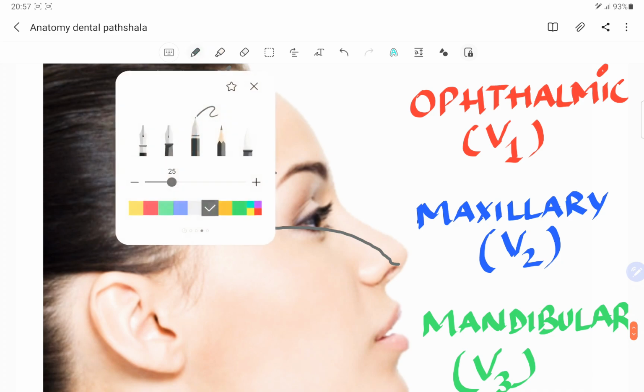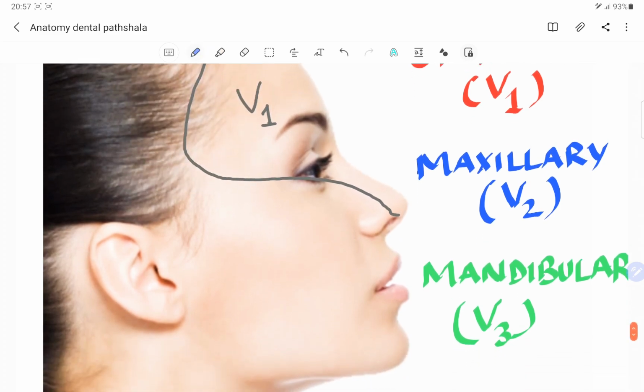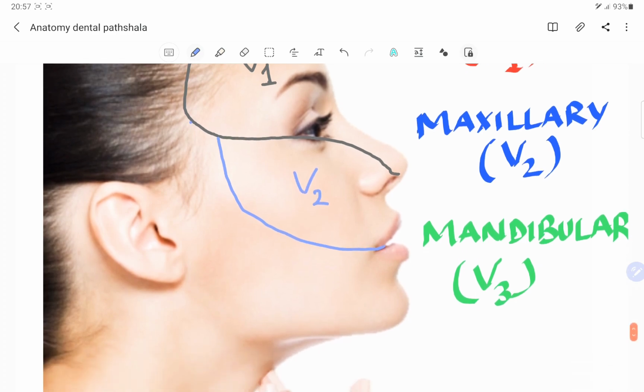Then we have the second branch of the trigeminal nerve, which is the maxillary branch. So it supplies the skin of the lower eyelid. Along with that, it supplies the cheek area, upper lip, and the maxillary bone. So this is our maxillary branch of the trigeminal nerve, which is the V2 or the 5-2 branch.